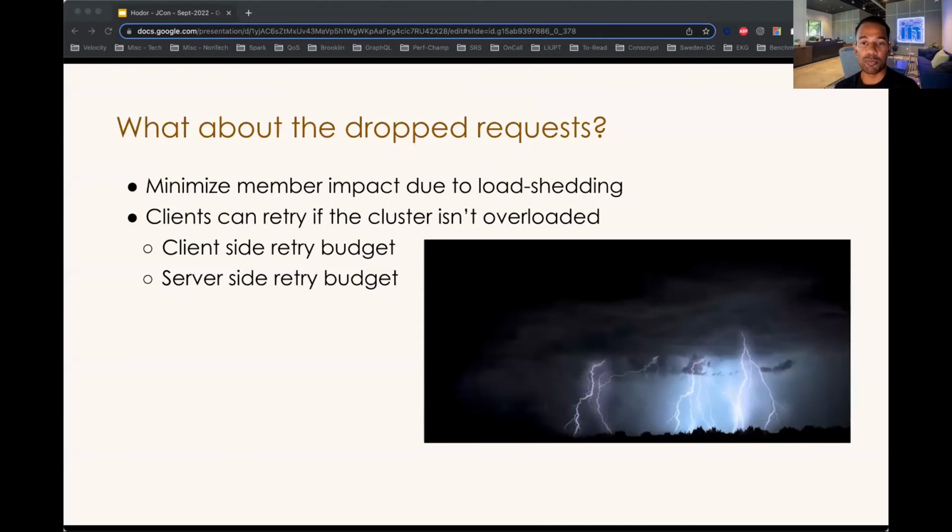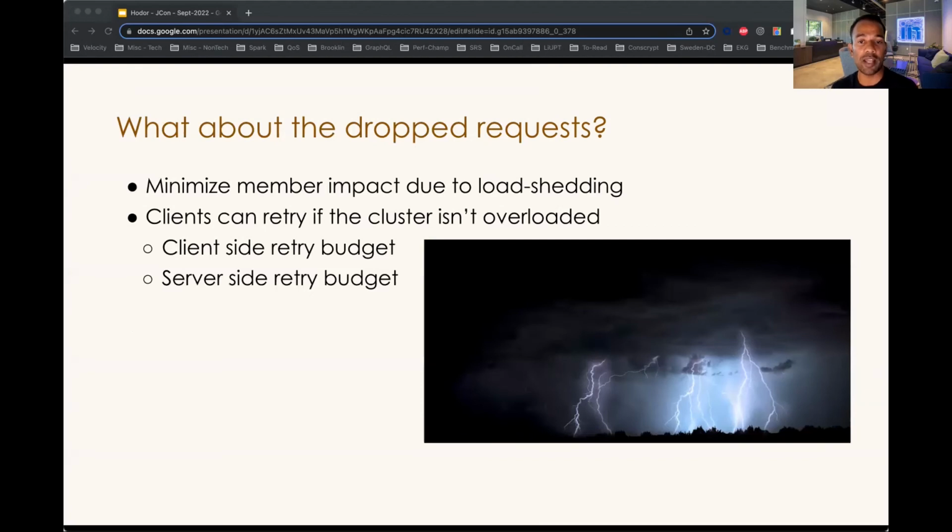Hodor rejects requests before any business logic gets executed, so they are very safe to retry on another healthy host. This reduces overall member impact, since the 503 response is returned quickly to the client, giving it time to retry the request on another healthy host.